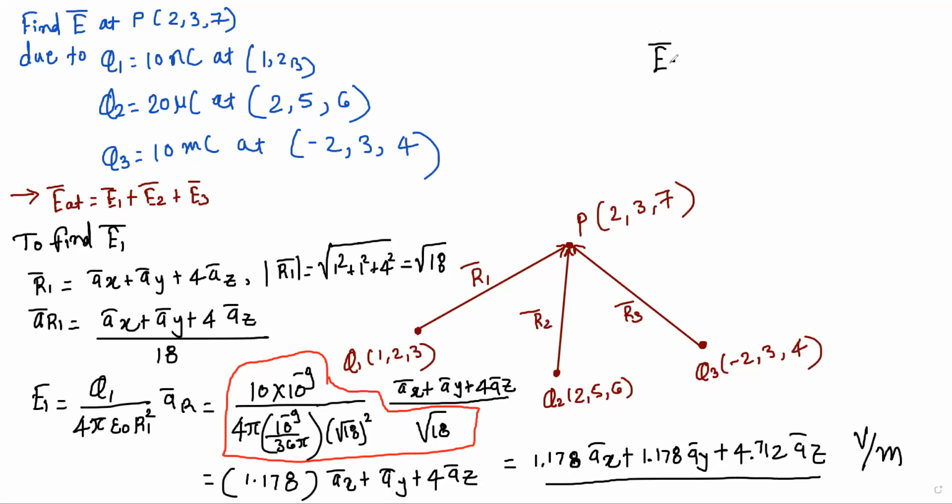So this way you can find out E2 at P, and find out E3 at P. Start solving and tell me the answers for E2 and E3 at point P. Once you get the answer, please tell me.